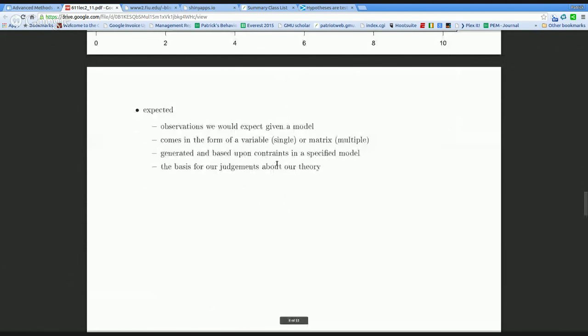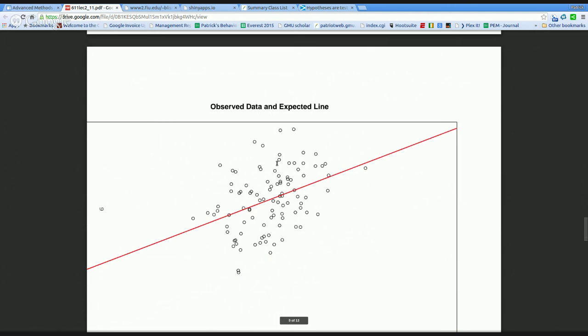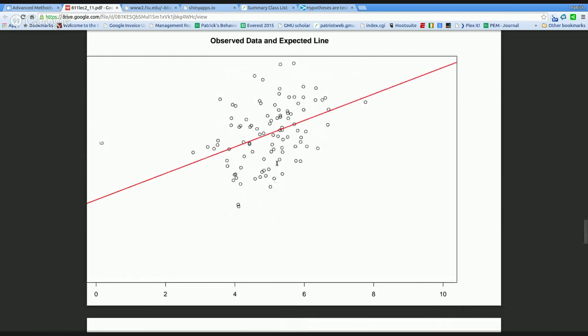What's expected? Okay, observations we would expect given a model or given something. Now remember, as I talked about univariate statistics, the expected value of a single variable, if we know nothing else, is the mean, right? Well, for a bivariate model, the expected value is a regression line. That's what we have here. And so we have observed data and an expected line.